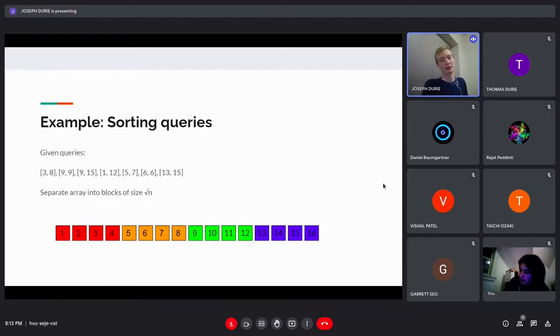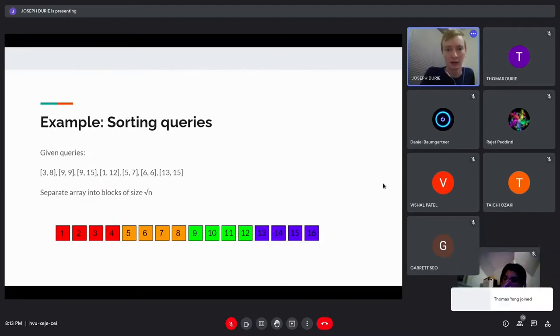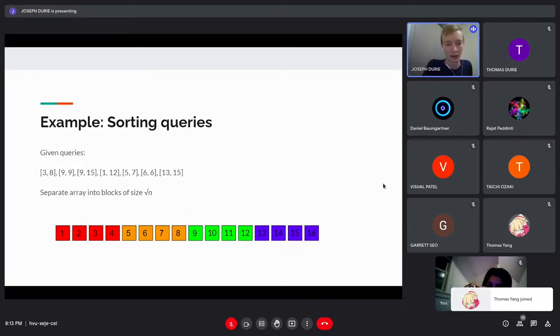Yeah, so for how we're sorting the queries, here's an example of how that would work. So we have our array of size 16. We're going to split that into blocks of size square root n. So n is a square number here, which is nice. So we can split it into four blocks of four. If not, you just get close enough to square root n, it's fine. And this is our list of queries here. So again, we can do these queries offline, so we can answer them in any order we want.